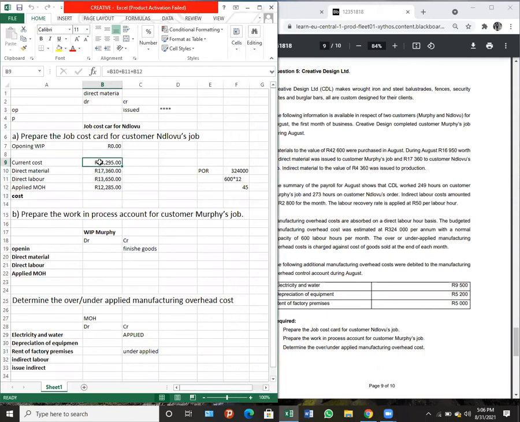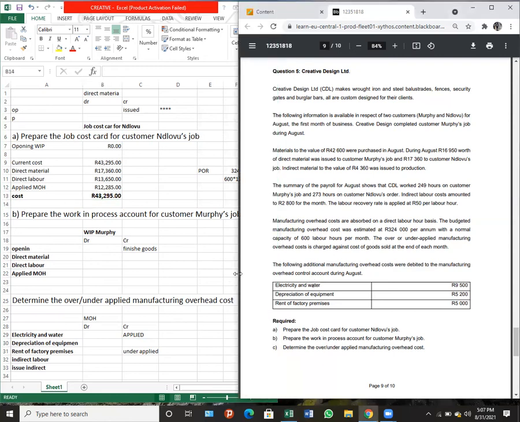The current cost formula is equal to: you take your direct material plus direct labor plus applied, ne? And then here, guys, we're going to get the cost. We're going to add everything, plus the current cost, ne? It's going to give us how much? 43,295, ne?